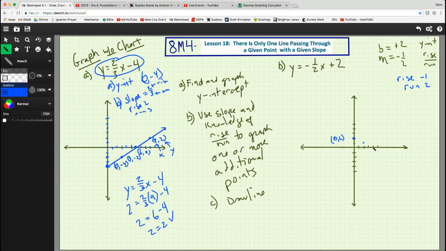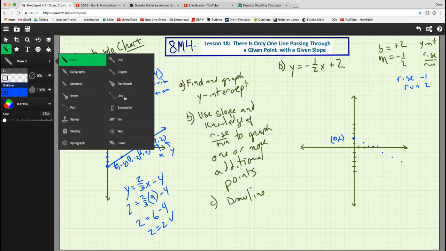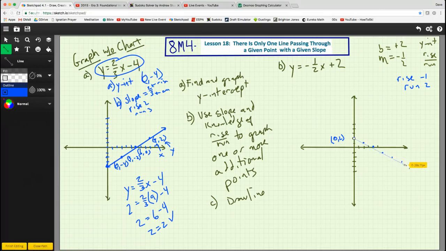Let's keep going. Down 1 over 2, down 1 over 2, down 1 over 2. We can keep doing that forever and ever, but I think we have enough points. So we are going to make our line, and we're going to call it good. And we could label some points here. This would be (2, 1). This would be (4, 0). This would be (6, -1). This would be (8, -2).